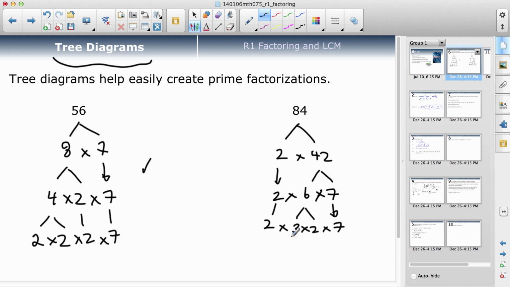And then I bring these other things down. So 2 times 3 is 6. 6 times 2 is 12. 12 times 7, yeah, that's 84. So this is the prime factorization of 84.